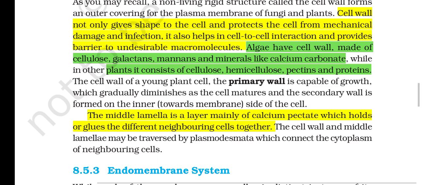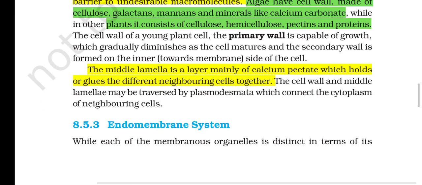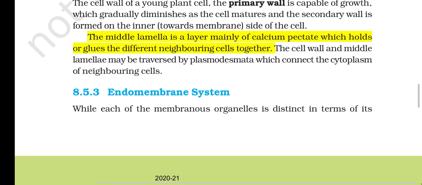The cell wall of a young plant cell, the primary wall, is capable of growth, which gradually diminishes as the cell matures, and the secondary wall is formed on the inner, towards membrane side of the cell. The middle lamella is a layer mainly of calcium pectate which holds or glues the different neighboring cells together. The cell wall and middle lamella may be traversed by plasmodesmata which connect the cytoplasm of neighboring cells.